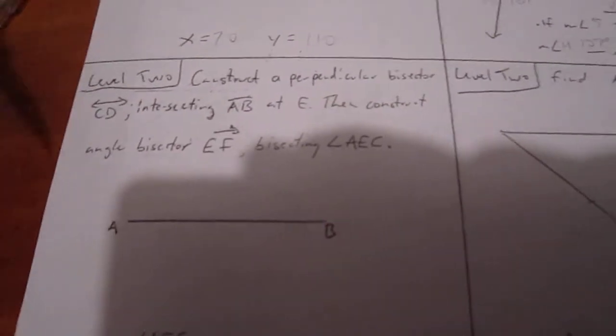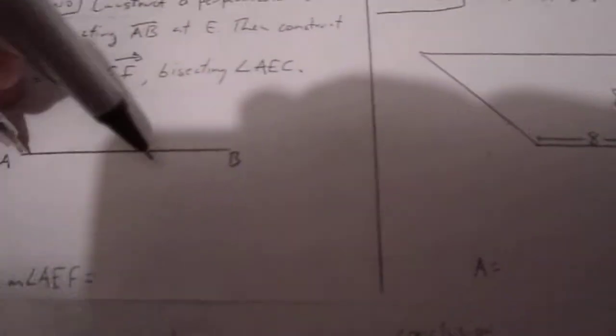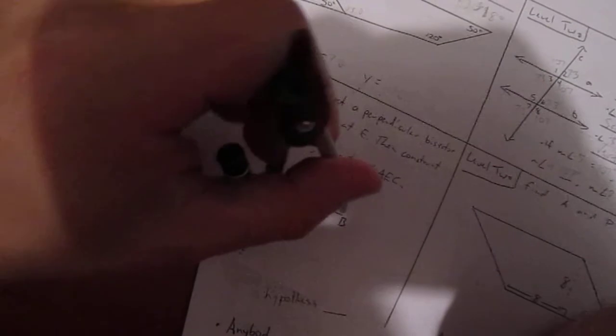Alright, perpendicular bisector. See if I can do this one-handed. First we make an arc. Let's see. And then we make another arc. And then we use a straight edge to connect the arcs. So, it looks something like this. Okay. So this perpendicular bisector needs to intersect at point E, so then that'll be point E.